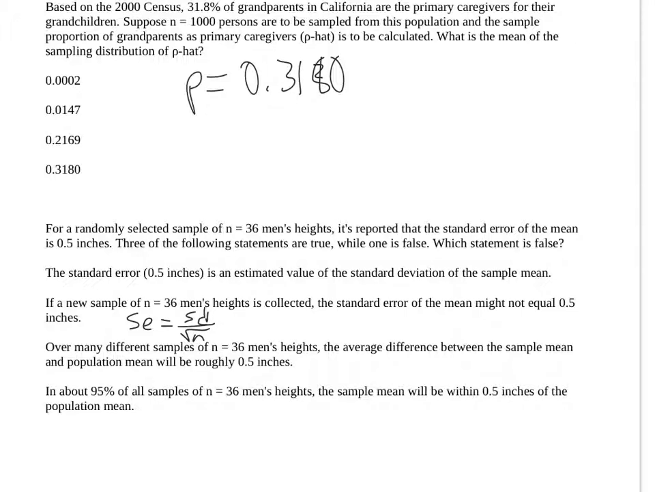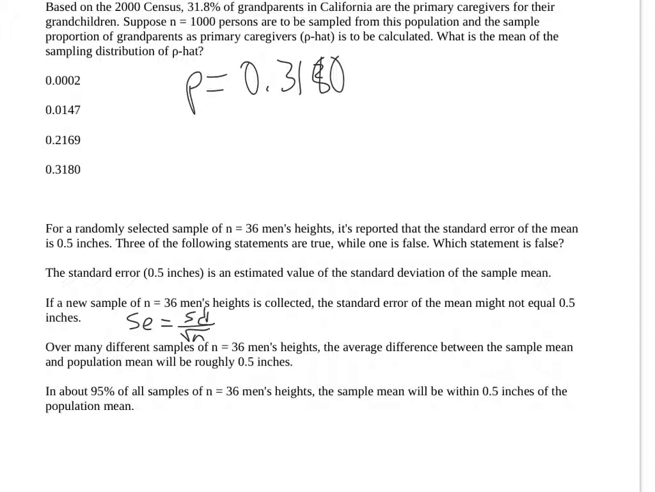Over many different samples of n equals 36 men's heights, the average difference between the sample mean and the population mean will be roughly 0.5 inches. Again, that is true, and this is a good interpretation of what the standard error is, right? So this says the standard error is 0.5 inches. Another way to think of it is it's the average distance, the average difference between the sample mean and the population mean that you're looking for. So another good thing to keep in mind, that is true.